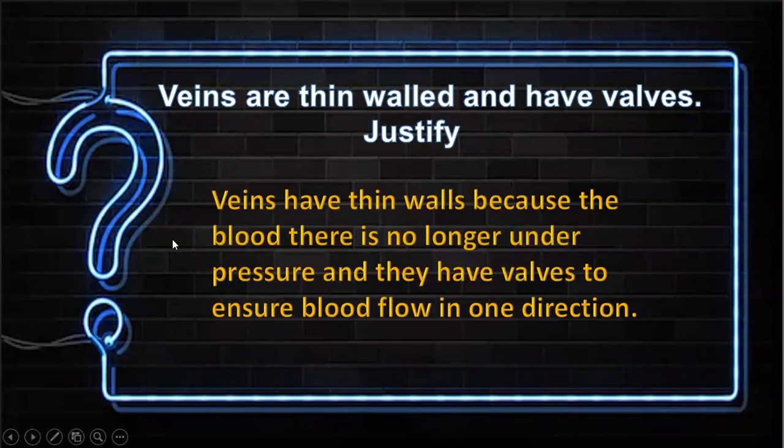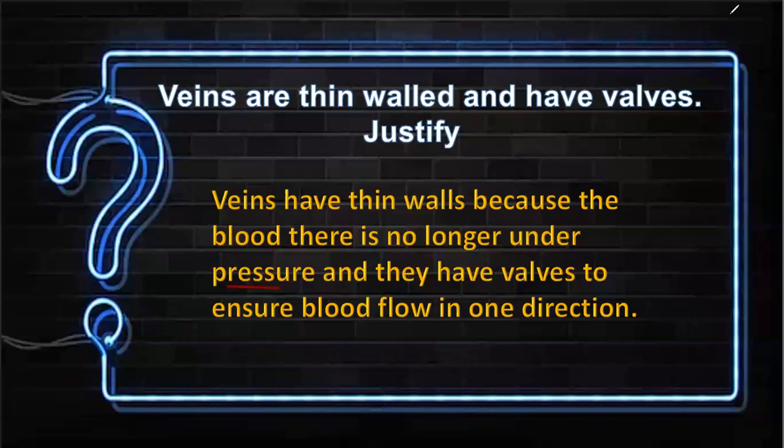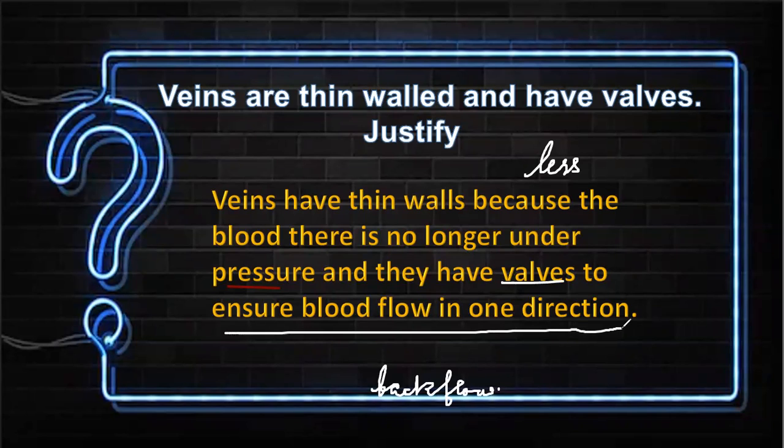So let's check what's given. Veins have thin walls and have valves present. Why? Because the blood is no longer under pressure. Blood flows under less pressure, right? The blood of veins flows under less pressure, and valves are present in order to ensure the flow of blood in one direction, or in order to prevent the backflow of blood, right?